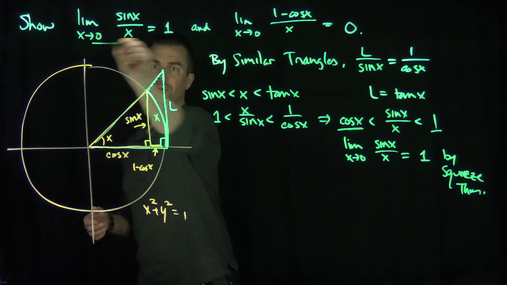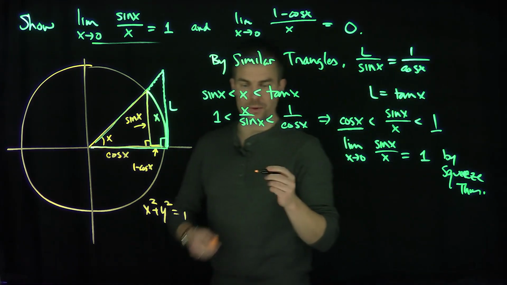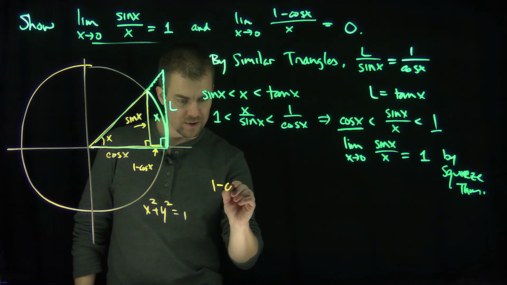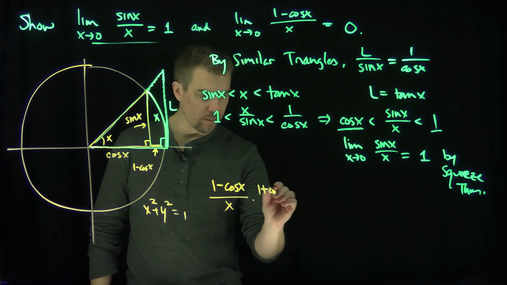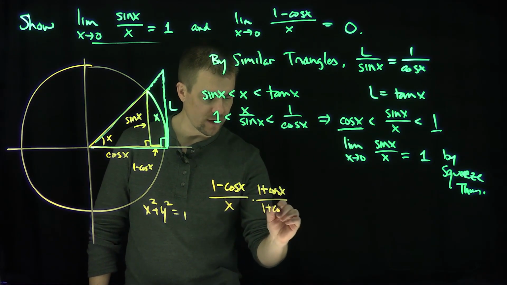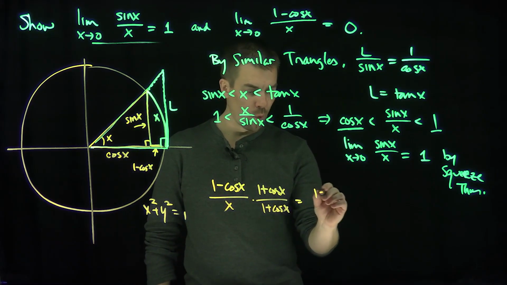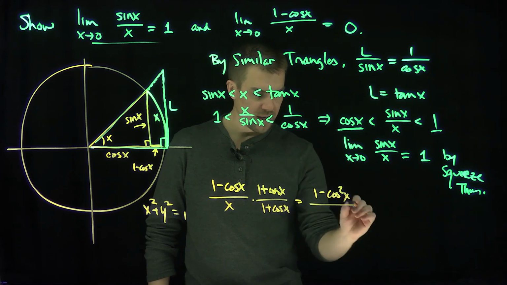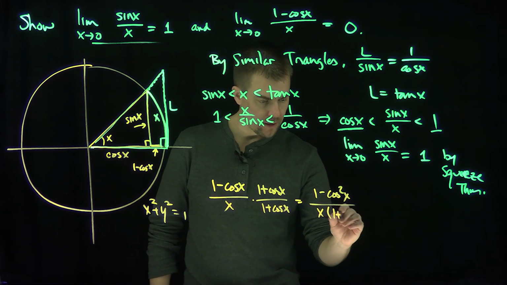Good, so that's our first result over here. Now our second result stems from an algebraic manipulation. So what I'm going to do with this 1 minus cosine of x over x is multiply top and bottom by 1 plus cosine of x. And what will I get? The numerator is going to turn into 1 minus cosine squared of x, and the denominator is going to be an x, and then a 1 plus cosine of x.